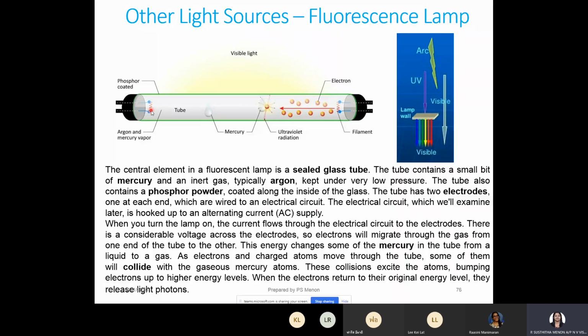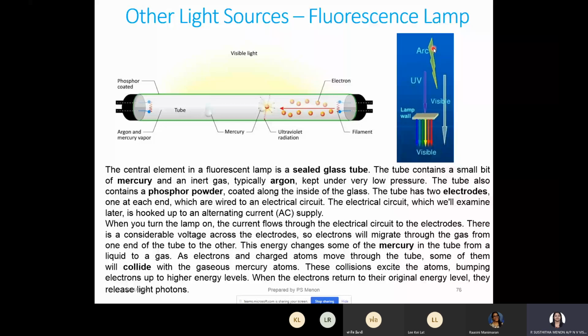They will try to go to this electrode over here. So while the electrons are moving, they will hit the mercury, and when they hit the mercury, they will collide with the gaseous mercury atoms. These collisions excite the atoms. They will excite the mercury atoms, bumping the electrons to higher energy levels.